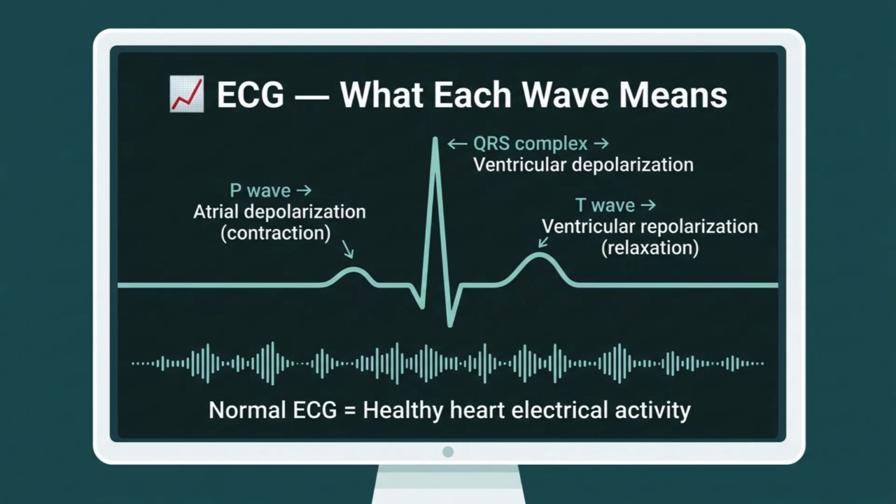NEET questions on ECG usually ask what each wave represents. So remember, P for atria, QRS for ventricular contraction, and T for ventricular relaxation.